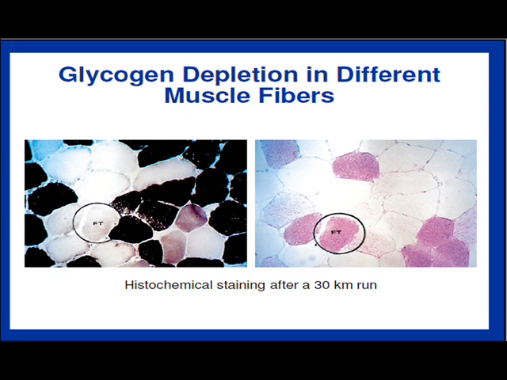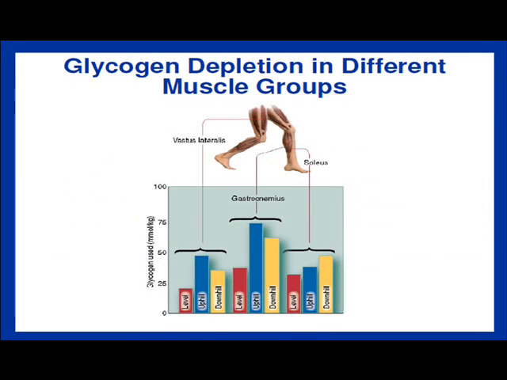I've just spoken about the glycogen depletion in different muscle groups. It depends on your muscle, depends on what you're doing. Say, for instance, glycogen used here, uphill running, downhill running, etc.